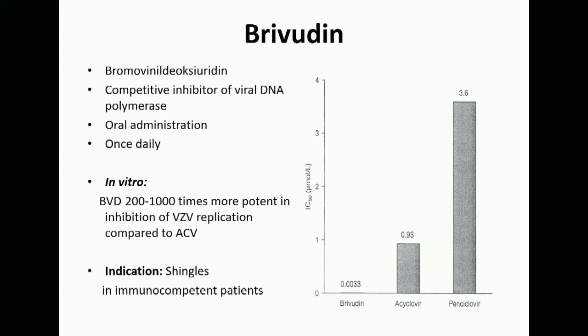And it has very good characteristics because in vitro, brivudin is up to 1,000 times more potent in inhibition of VZV as well as other viruses compared to acyclovir. However, its only indication is shingles, so herpes zoster, in immunocompetent patients.